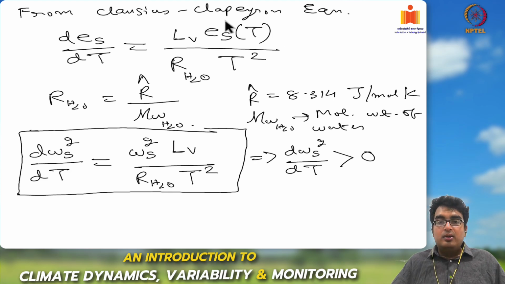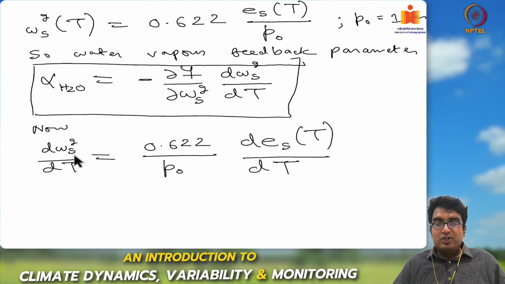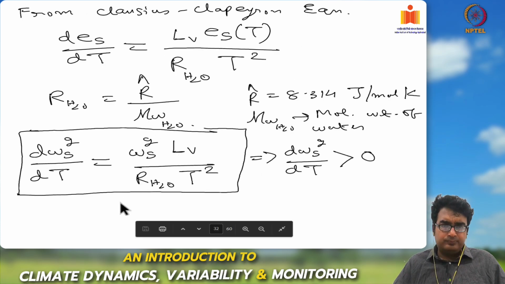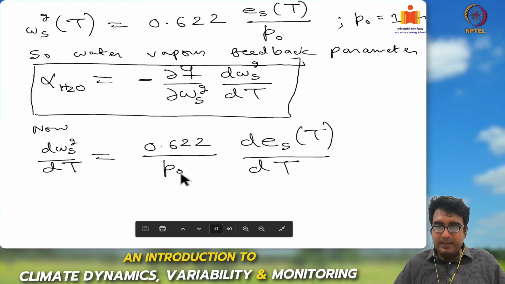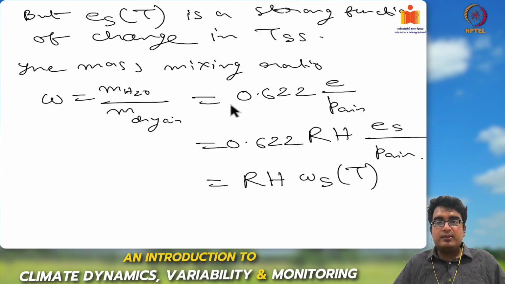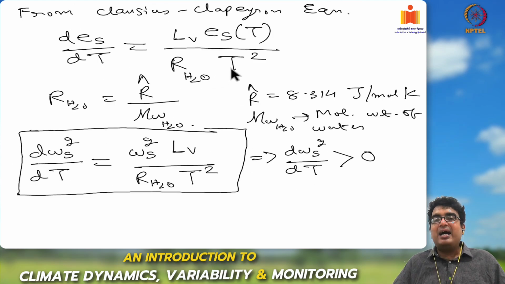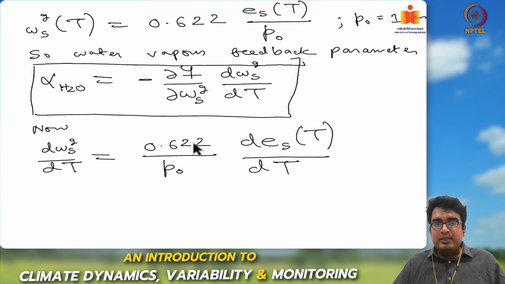Fine. So, we can put this expression here to get d omega S G dt as equal to 0.622 by P0 into this expression, which is LV ES(T) by RH2O T square. Now, LV ES(T) by RH2O, you can combine that with 0.622 by P0 to get back this expression here. Alright.